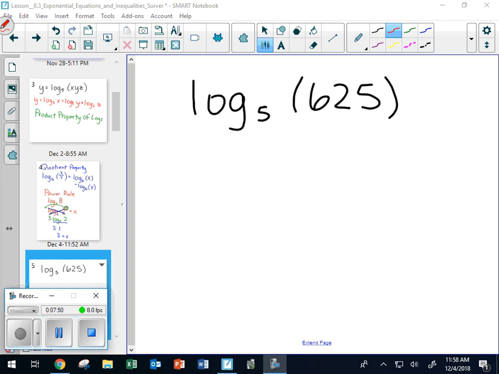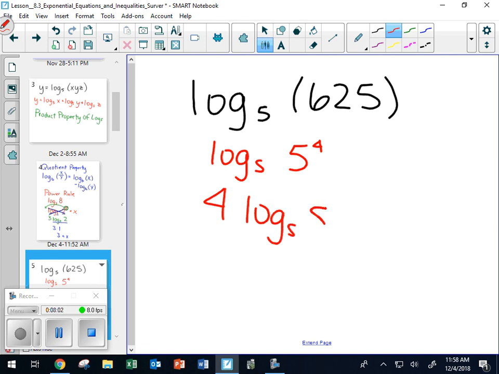So, 625 is the same as 5 to the 4th power. Then it becomes log base 5 of 5 to the 4th. We know that 625 is the same thing as 5 to the 4th, as Quinn has told us. If we use the power rule, that takes our 4 and moves it in front of our logarithm here. And we know that log base 5 of 5 is the same thing as 1. So this is 4 times 1. So you will get that x is equal to 4.